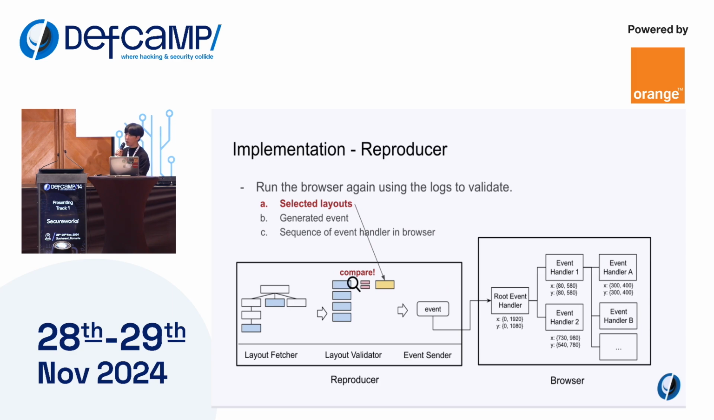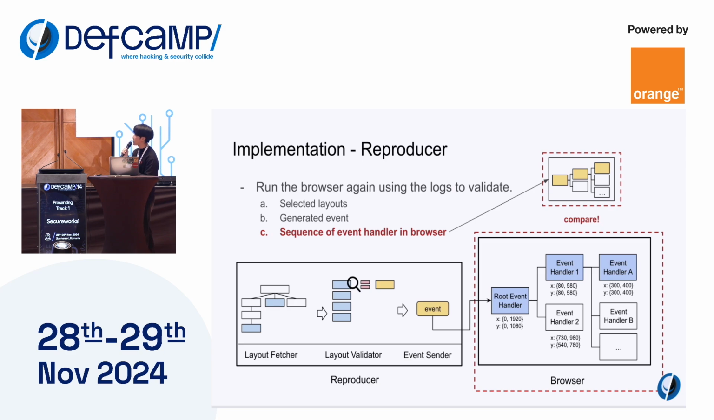When we find a crash, we load the logs recorded during the fuzzing loop. These logs include the selected layout, the generated event, and the sequence of event handlers. At first, we use the selected layout to check if the same layout exists in the current browser layout. If it doesn't, we restart the browser and begin the reproducing process again. If we do find the same layout in the current layout, we move on to the next step. Next is very simple: just send the same event that was sent during the fuzzing loop.